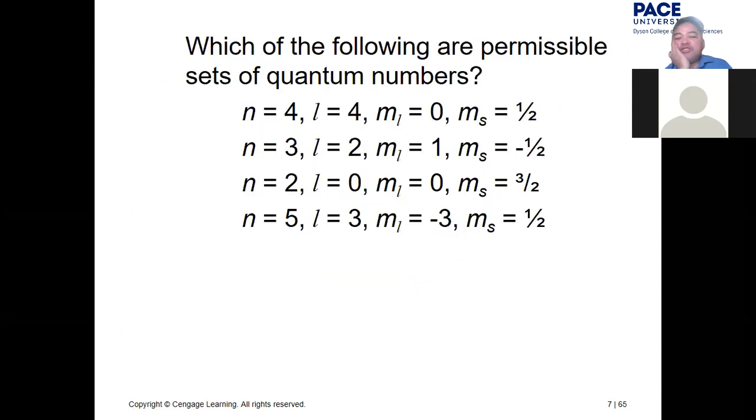Now, let's try to do this one. Which of the following numbers are permissible? All you need to do is apply what you have learned about the quantum numbers, where the next quantum number depends on the previous quantum number. How about number 1? What if we say that this is not permissible?